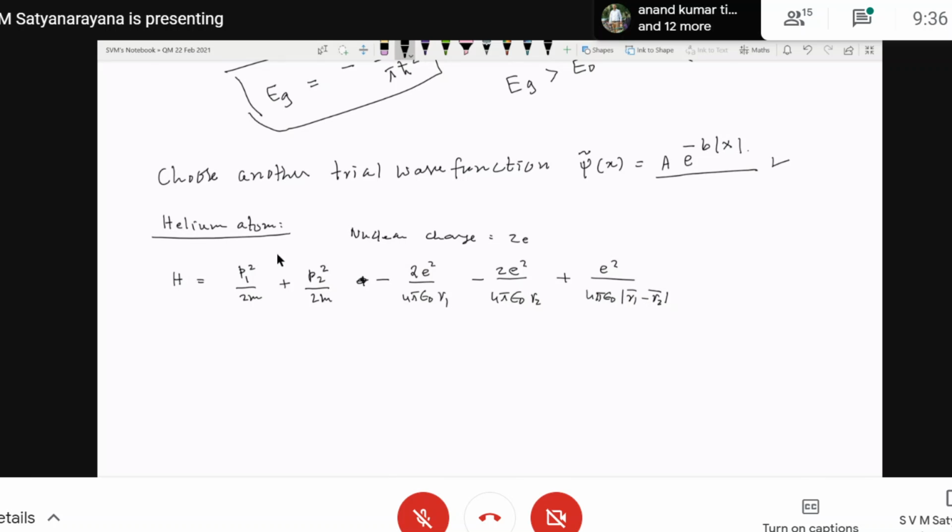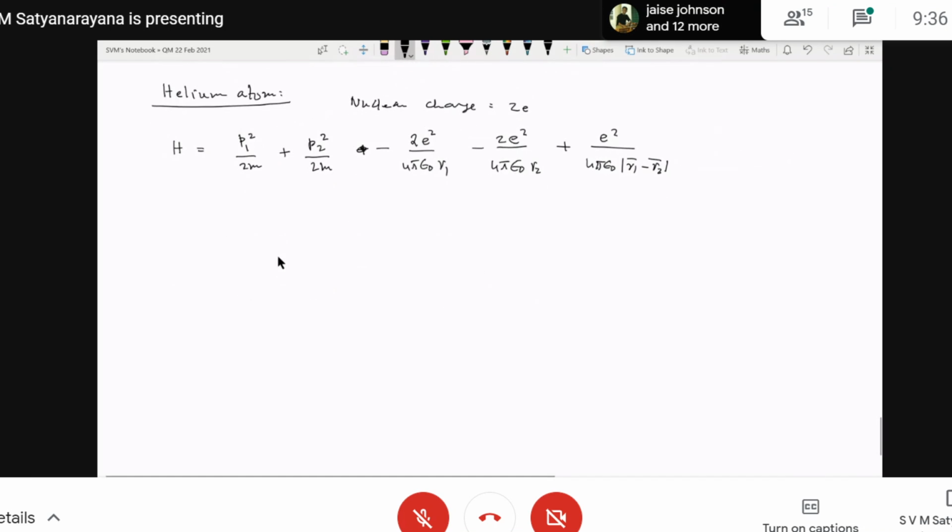Sir, we have made an assumption that electrons can be distinguished. P1 square by 2m is the kinetic energy of the first electron, and P2 square by 2m is the kinetic energy of the second electron. So they can be distinguished here.